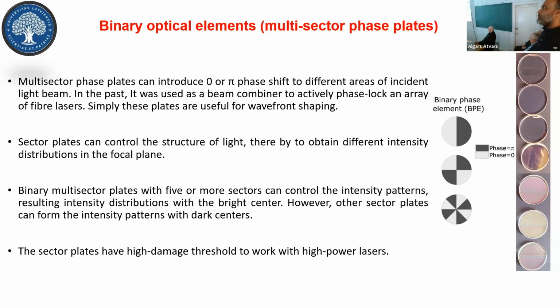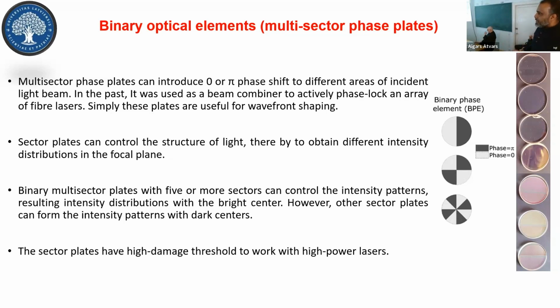There are 2 kinds of binary phase elements. You can control the spatial profile of the laser beam, and you can generate an output beam with a bright center. Or you can use such binary optical elements to control the spatial profile of the laser, and generate an output with dark centers. So you can classify the binary optical elements in 2 categories: those that generate an output with bright centers as well as those with dark centers.